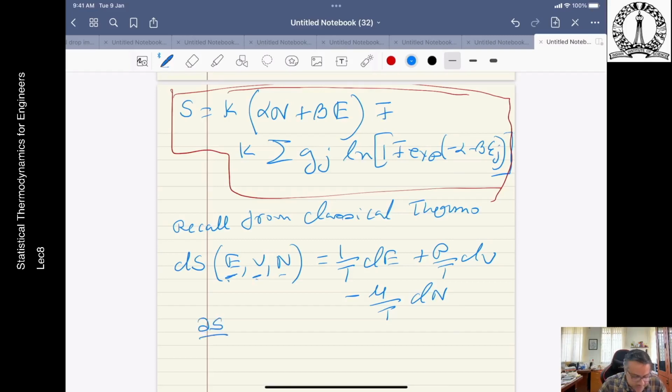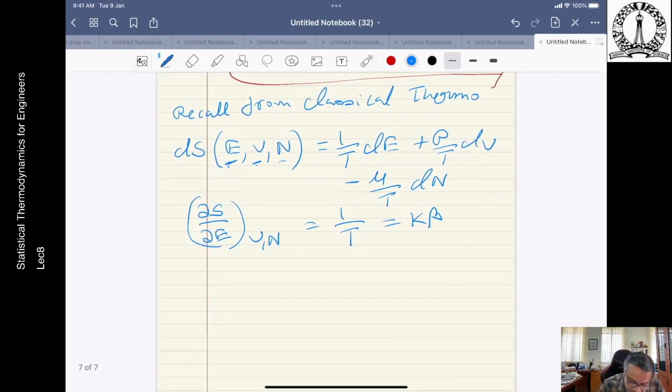So therefore dS by dE, keeping V and N constant, is equal to 1 over T, which is nothing but K beta. You got the point. So if you differentiate with respect to E, with V and N kept constant, you will get 1 over T. So that is what is your K beta. K beta. Understood the point, right?